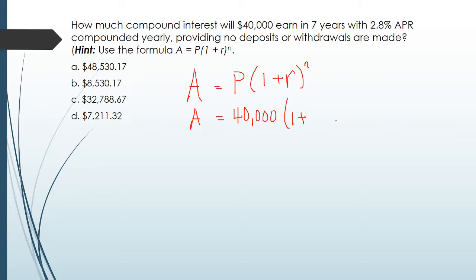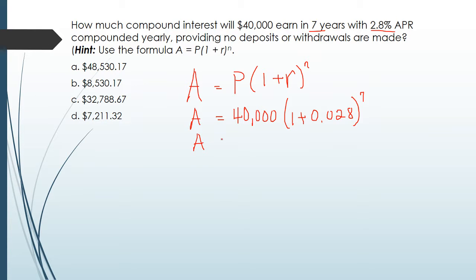Alright, so we have 2.8% right here. To convert that into a decimal, we need to move the decimal place 2 to the left, which means we have 0.028, close parenthesis. N represents the number of years. The question says 7 years, so the exponent is going to be 7. So we have that. Now what we need to do is use PEMDAS. The P in PEMDAS stands for parenthesis. So we're going to do what is inside the parenthesis.